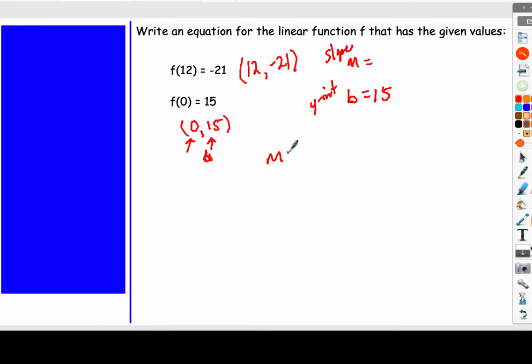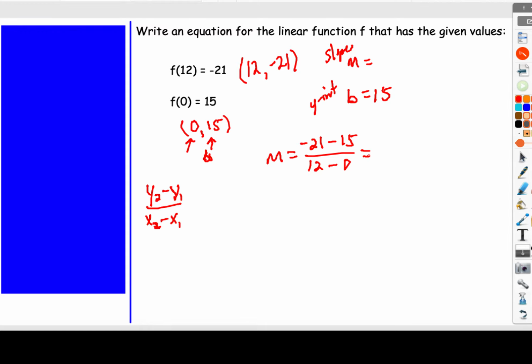So let's find m. Our slope equation, remember, is always y2 minus y1 divided by x2 minus x1. So we're going to start with negative 21 minus 15 divided by x2 minus x1. That's an equation that we should know at this point. Make sure you keep practicing that equation, but we need to definitely memorize that one. Now if I use negative 21 first, I need to use that 12 because 15 was paired up with 0, and don't forget we're subtracting.